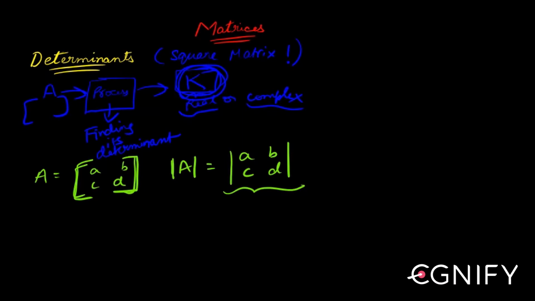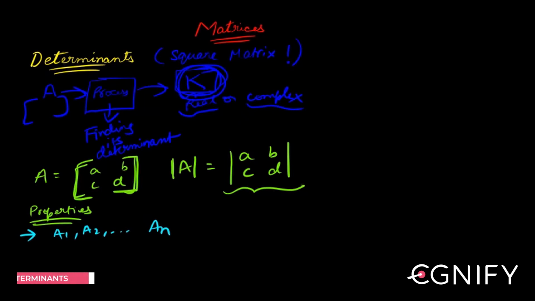We'll just see a couple of properties which we will see in the determinants chapter again, but I'm just putting it across right now, so that even if you just look at them now, when you read that chapter again, you'll recollect them and be able to understand better. So it goes like this: if A1, A2, so on, An are all square matrices, then the determinant of their product.